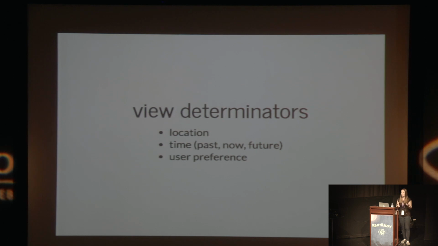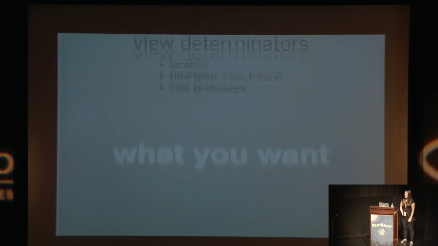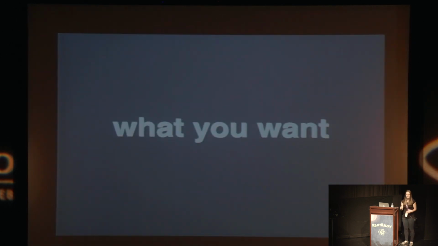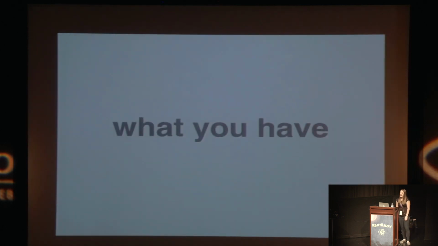Basically, what I'm trying to get at here is that putting together a set of visualizations of a singular domain of data, whether that's weather data or diabetes data, is basically a question of figuring out the intersection between two things. So one of those is what you want, and this is kind of where those view determinators have their say, the context. And then what you have, and that's the data that you actually have at your disposal to display and visualize.